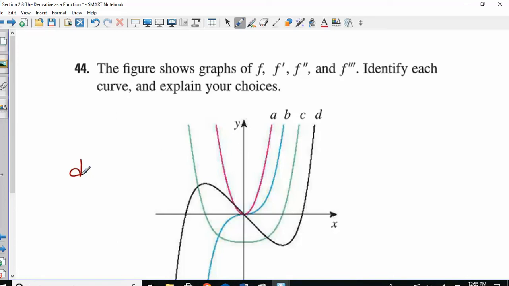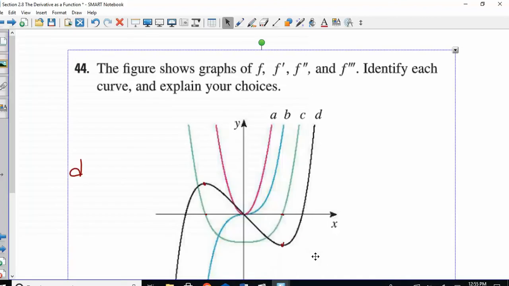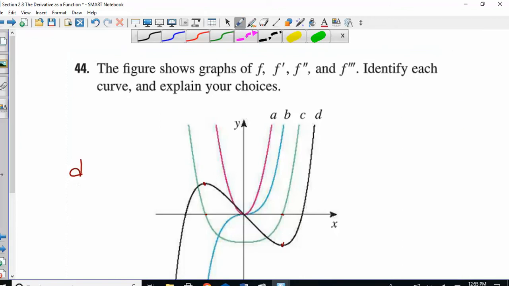But starting at D, think about the derivative. If you want to do the derivative of D, this has a horizontal tangent line here and here, so the derivative would be 0 there. This function was increasing, so the derivative should be positive. Decreasing, so the derivative is negative, and then increasing, so the derivative is positive. So which one should be the derivative? C. Okay, so I know no matter where D falls in the list, C is the derivative of that.